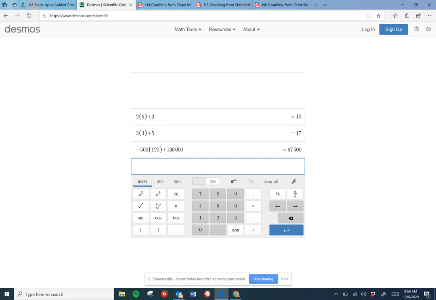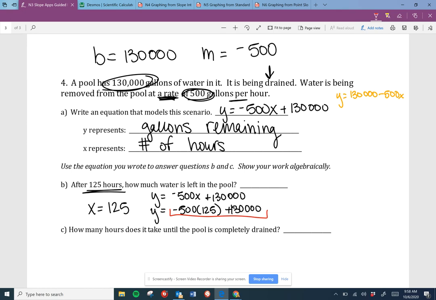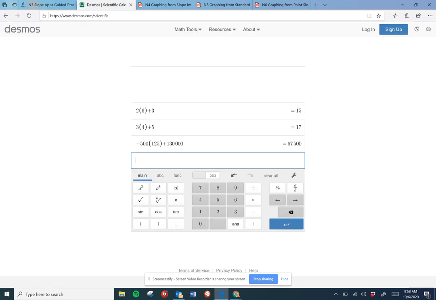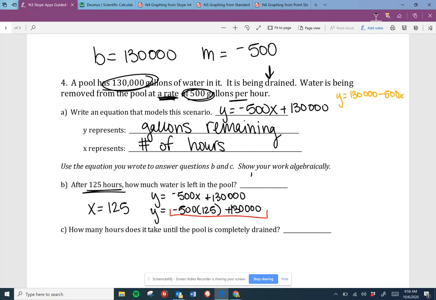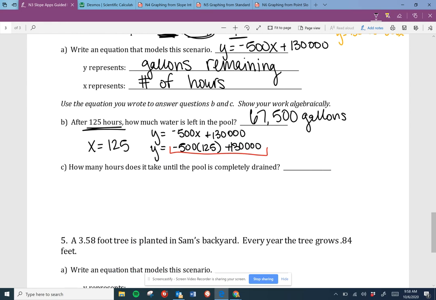And then it's going to say, okay, well, how many hours until the pool is completely drained? This doesn't have any numbers in it, so we have to kind of think critically here. Well, I know my y is representing gallons remaining. And how many gallons would be remaining if the pool was completely drained? That's going to be a 0. Okay, so I'm going to take my equation, negative 500x plus 130,000, and I'm going to substitute in a 0 for my y value. Okay, so I have to solve this now.